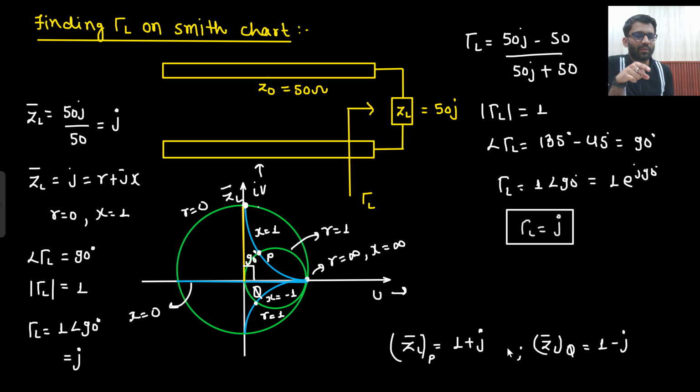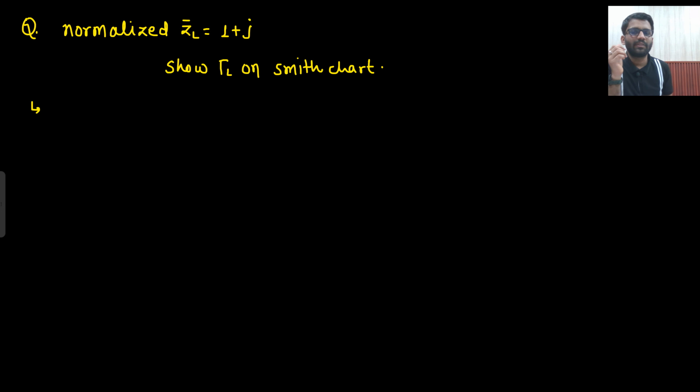First you will locate your ZL dash. Once I have located the ZL dash, I will join this point to the origin. Now this length will represent mode of gamma L, and this length is making an angle of 90 degree with X axis. That is my angle of gamma L. Are you getting this point? So this is how we do it. Okay, let's solve more problems.